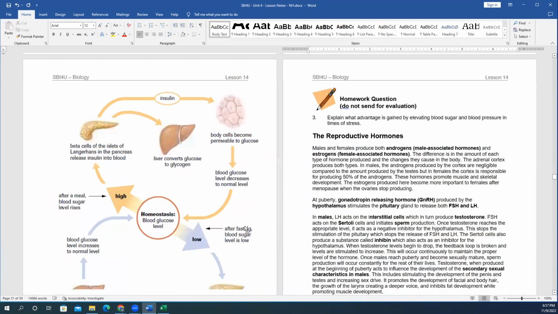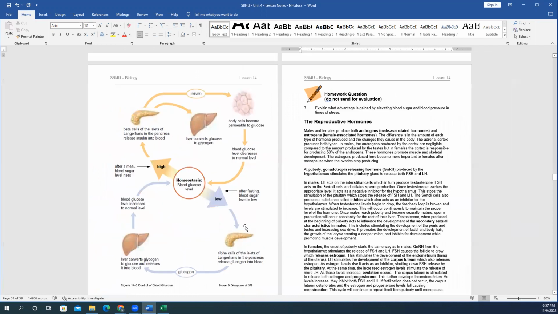So this diagram shows the homeostasis of blood glucose levels, what we just discussed. And now we can go through it, bringing in all the different glands and the tissues that are involved.